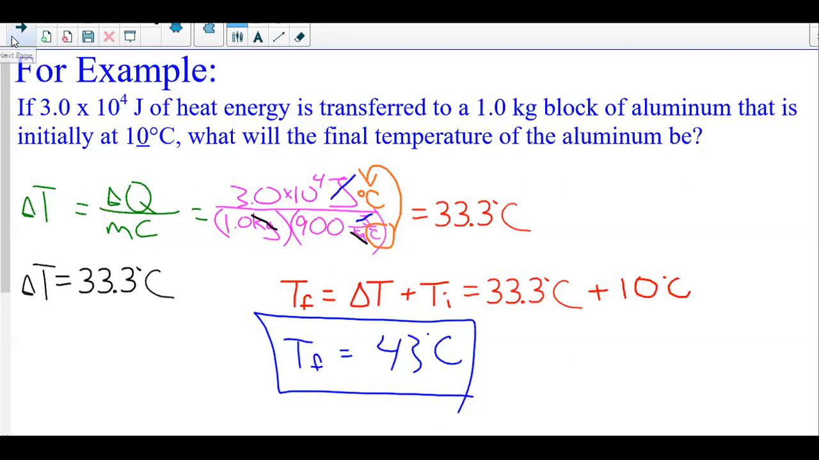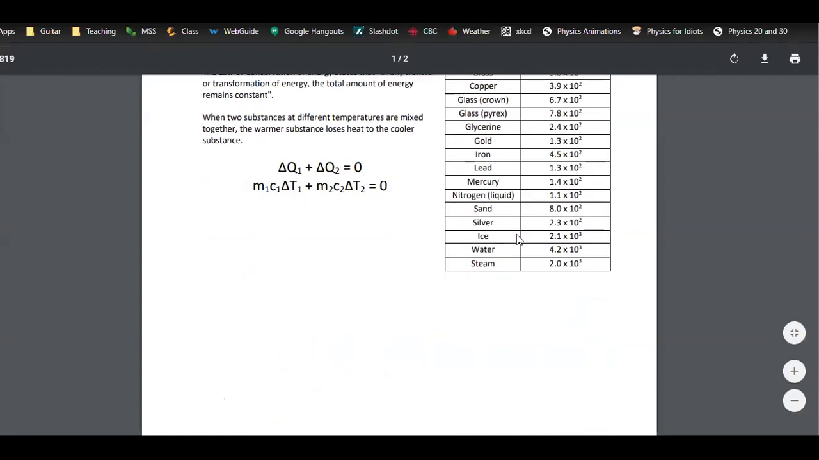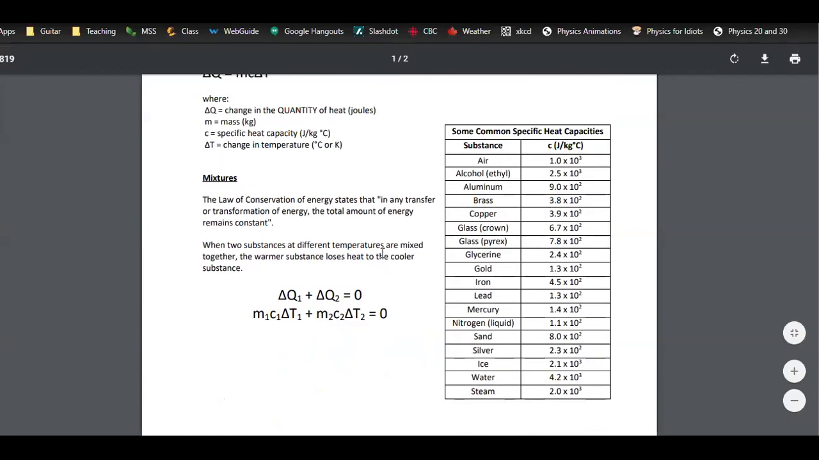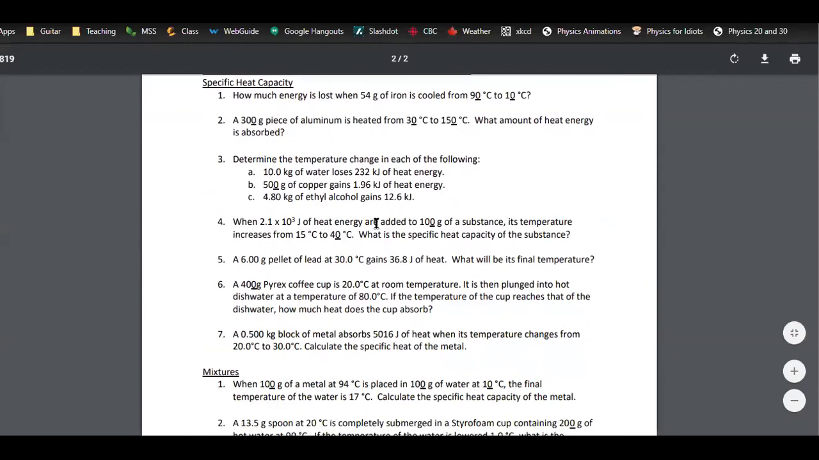So I hope that was helpful. If you can, try to do questions 1 to 7 from the practice problems that are available online. We haven't got to mixtures yet. That'll be my next lesson with you guys. Just for now, try questions 1 to 7, and that should be good. All right.